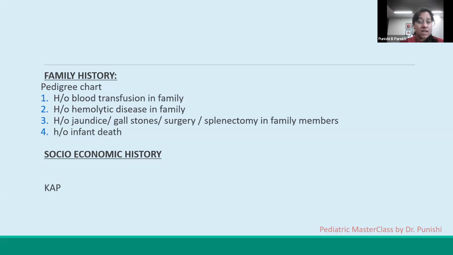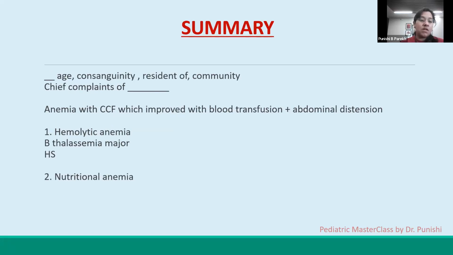Now, if I have to summarize this case: this is a 10-month-old child born of a third degree consanguineous marriage, a resident of, say, Mumbai, hailing from Nagpur, belonging to the Buddha community, who presented with chief complaints of pallor noticed by the mother since 8 months of age, easy fatigability, abdominal distension since 9 months of age, and breathlessness since 1 week back. It is a case of anemia with congestive cardiac failure, most probably, that improved with blood transfusion, and is also having abdominal distension.